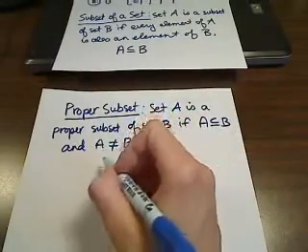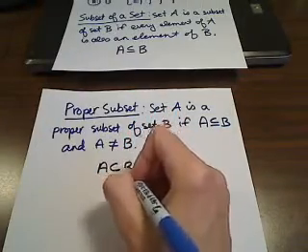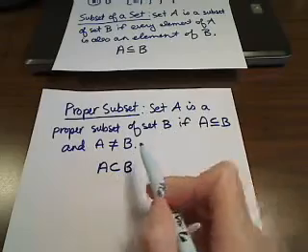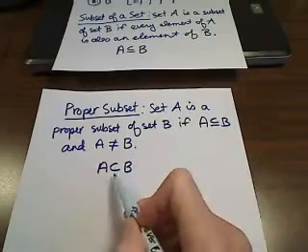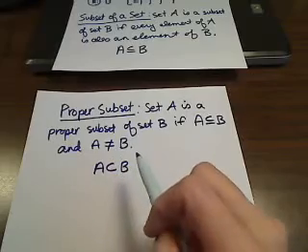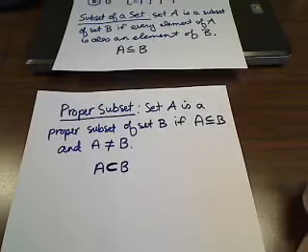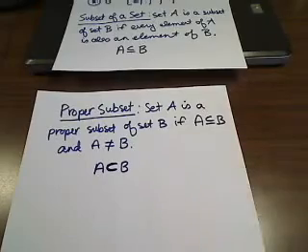And the notation here is we would say A is a subset of B. That's not a C right there. It's like a sideways U. It just looks like the subset notation, but without the bar underneath it. Okay, so that's our proper subset notation.